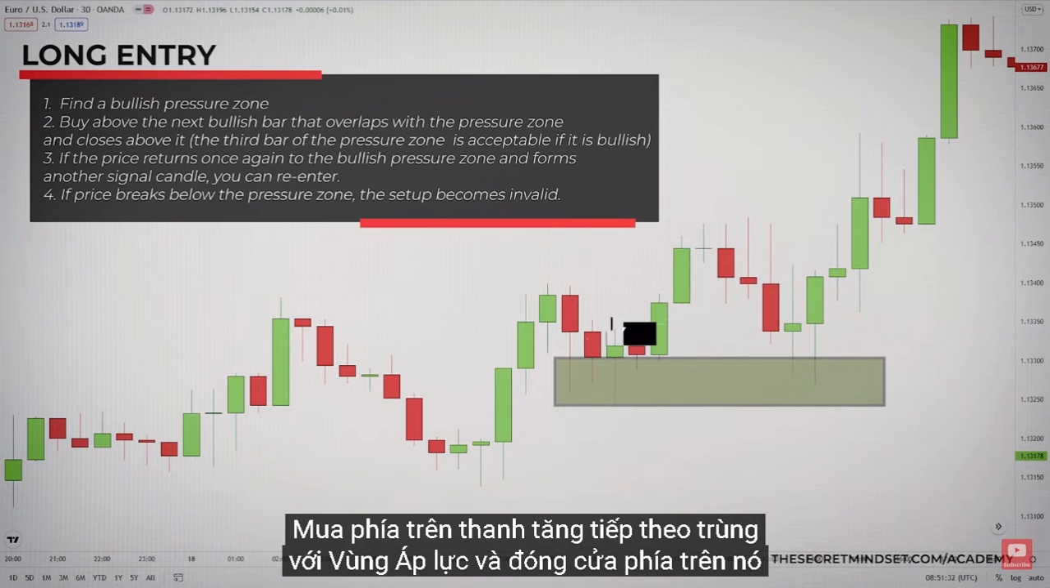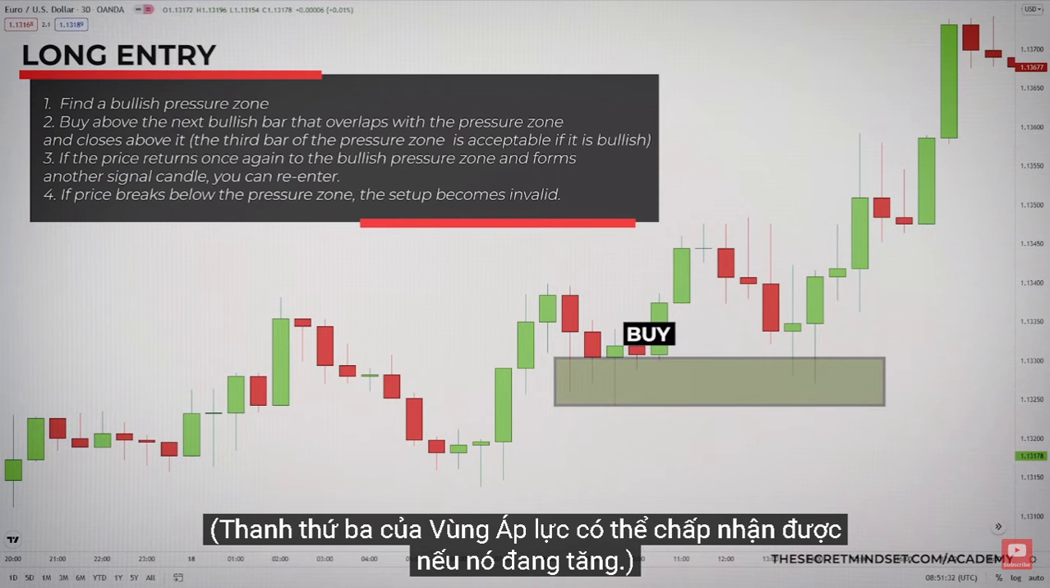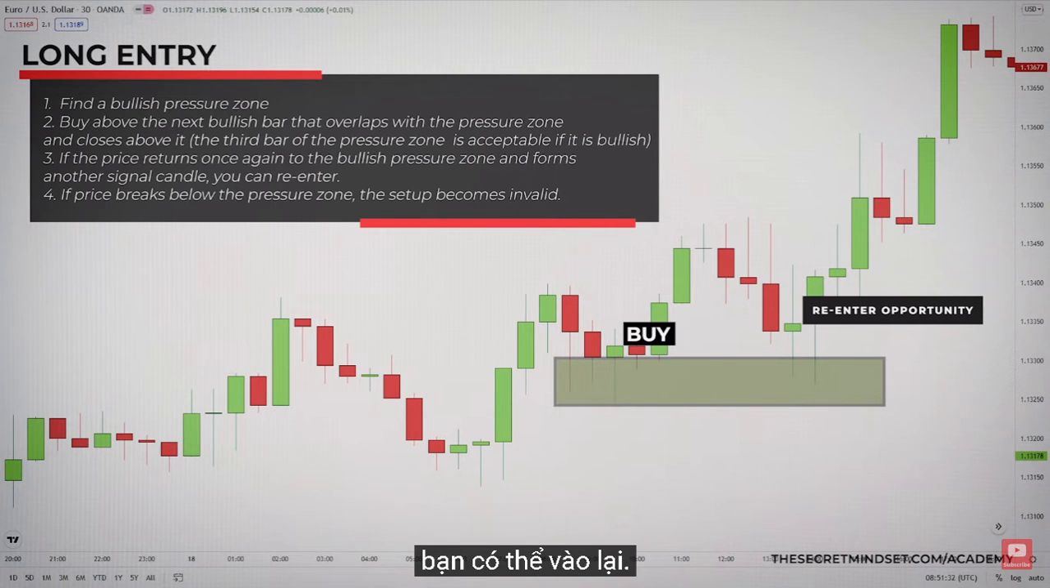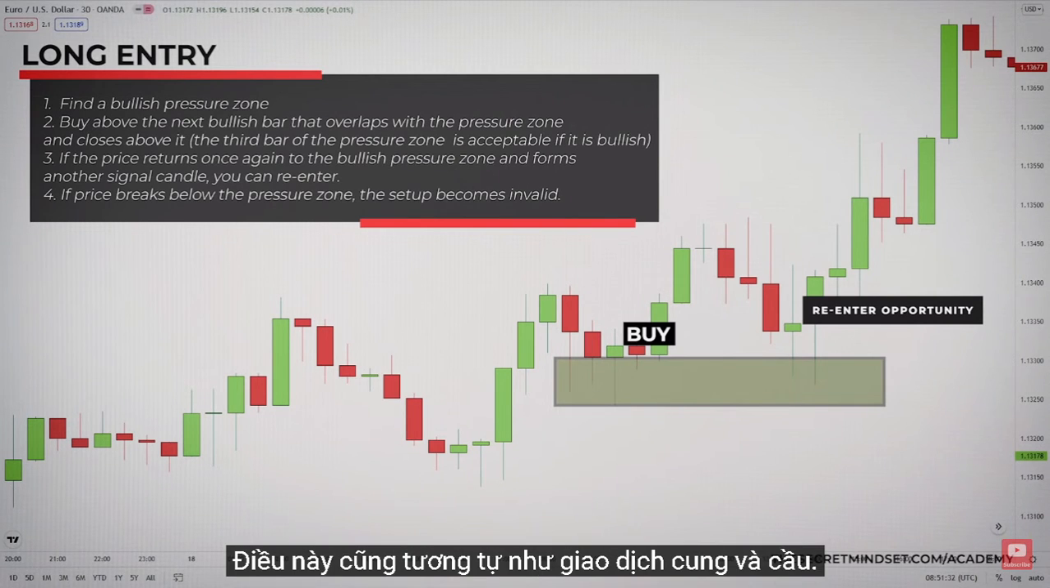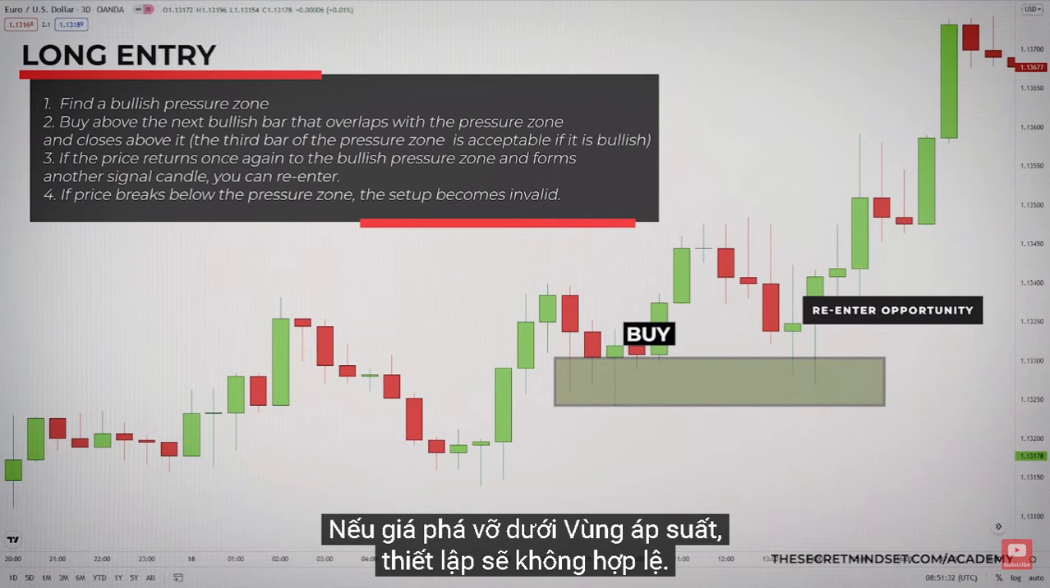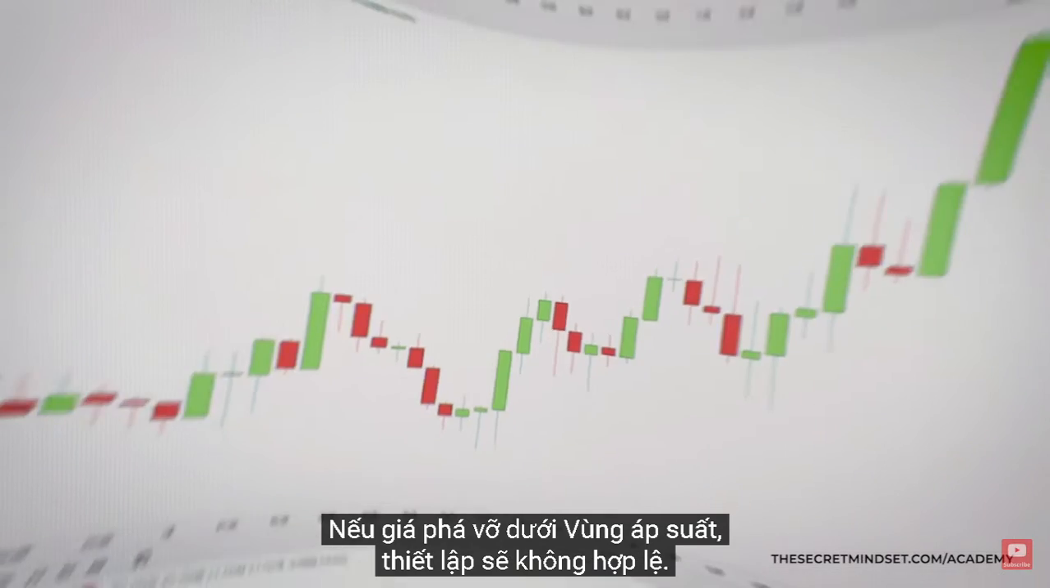Buy above the next bullish bar that overlaps with the pressure zone and closes above it. The 3rd bar of the pressure zone is acceptable if it's bullish. If the price returns once again to the bullish pressure zone and forms another signal candle, you can re-enter. This is similar to supply and demand trading. If price breaks below the pressure zone, the setup becomes invalid.